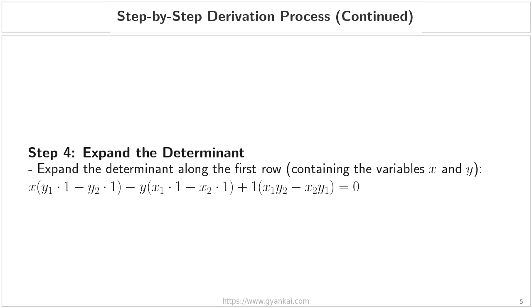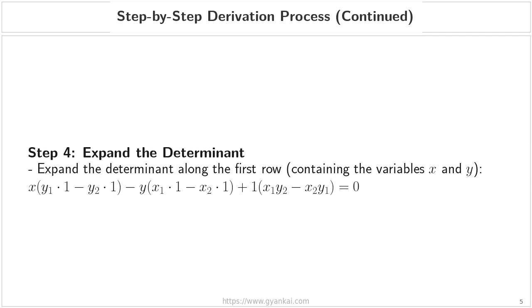Step-by-step derivation process, continued. In step 4, we need to expand the determinant. We'll do this by expanding along the first row, which is the row containing our unknown variables, x and y. To do this, we take each element in that first row and multiply it by its corresponding minor. First, we take x and multiply it by the determinant of the remaining 2 by 2 matrix, which gives us x times the quantity y sub 1 times 1 minus y sub 2 times 1.